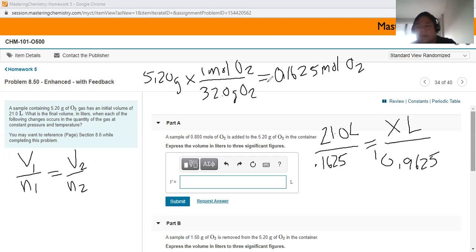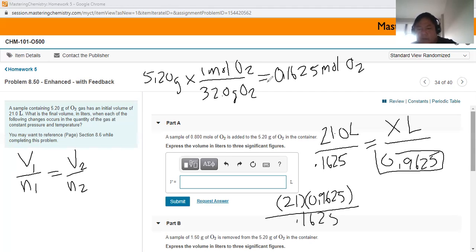I'm going to multiply both sides by this term. And so now what I should get is 21 times 0.9625 divided by 0.1625. So when I do that calculation, I get an answer of 124.3846. And I'm just writing out a lot of digits. It wants us to go to 3 sig figs. So 1, 2, 3, we should round here. So our answer should be 124.